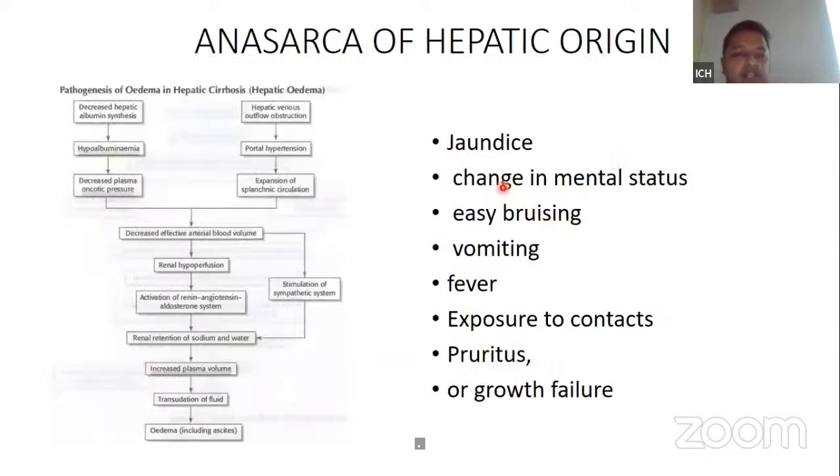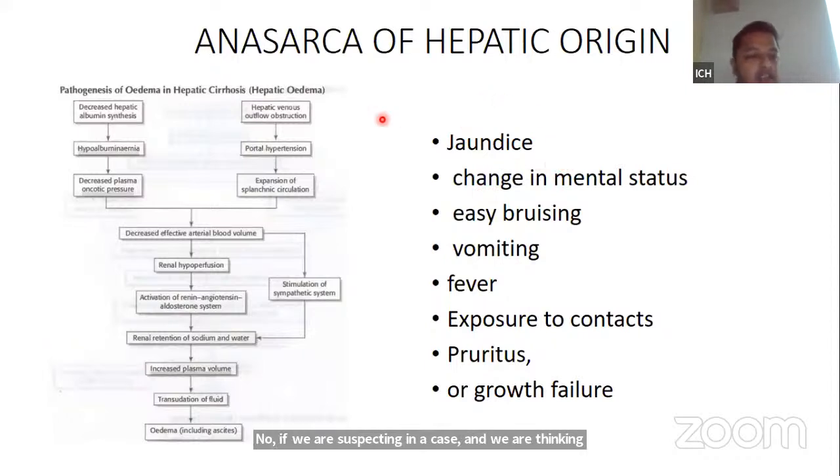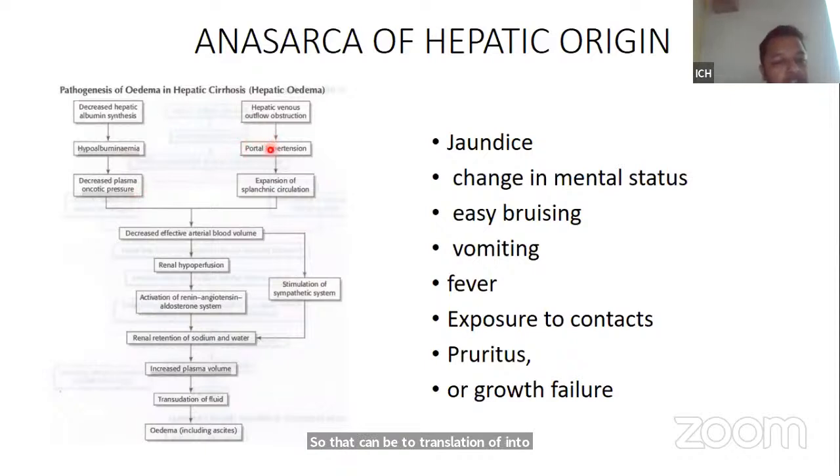Now, if we are suspecting anasarca in a case and we are thinking about liver disease, then first we need to know about the pathogenesis. In liver disease, there is decreased albumin synthesis, and hypoalbuminemia is causing decreased plasma oncotic pressure. So that can lead to transudation of fluids into the interstitium. Moreover, hepatic venous outflow obstruction and portal hypertension can cause expansion of splanchnic circulation.